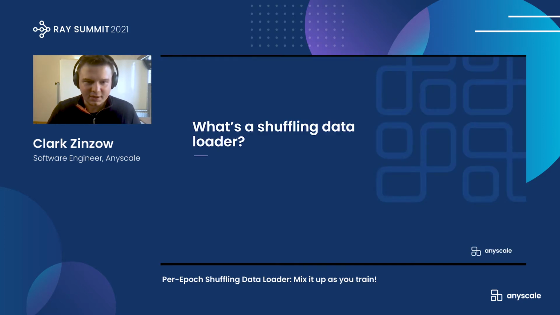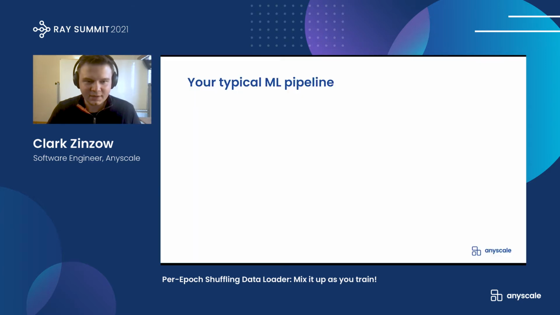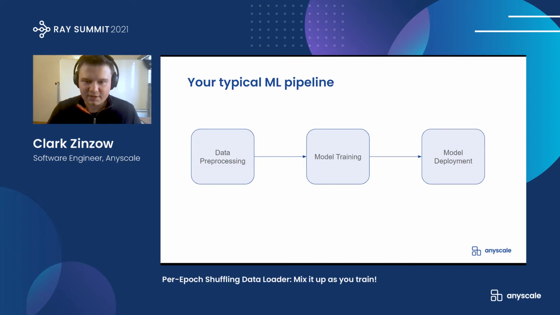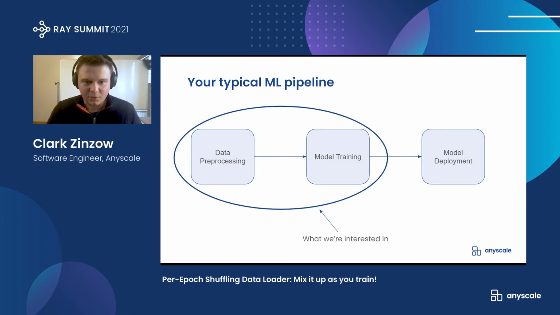So first, what exactly is a shuffling data loader, and why do we need it? A brief overview of your typical ML pipeline. You typically have a data preprocessing stage, a model training stage, and a model deployment stage, with the last also being known as model serving or inference. Since we're talking about a shuffling data loader for model training, we're interested in this data preprocessing and model training stage interaction.